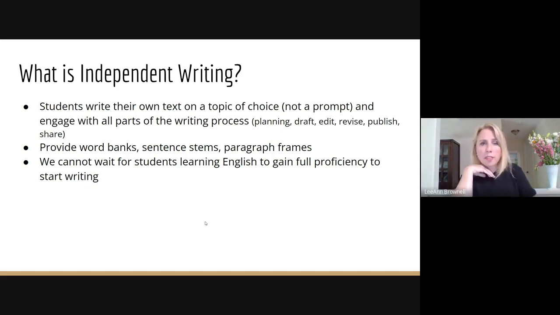And it's important that teachers know we're not waiting for students to learn English to start writing. Because they don't have that oral language foundation, they are doing all four strands all together. So it does need to be supported and scaffolded with all of the things that we've discussed to this point. It is a myth to think, well, they don't have enough English yet to start writing. Not true at all.